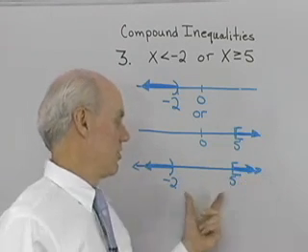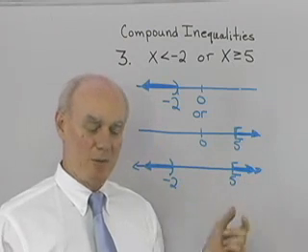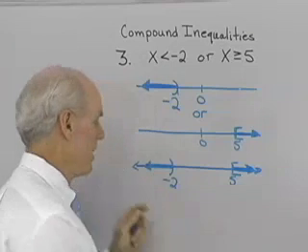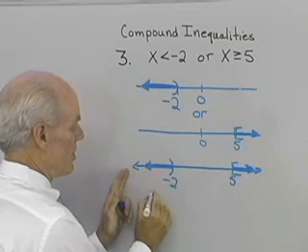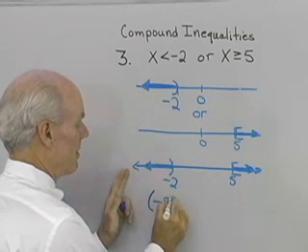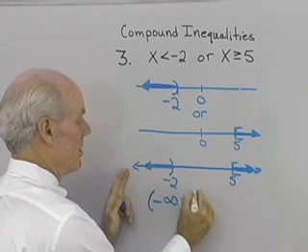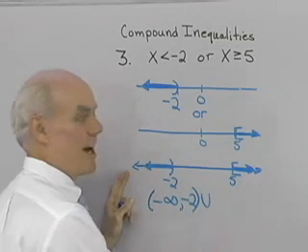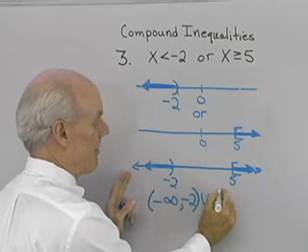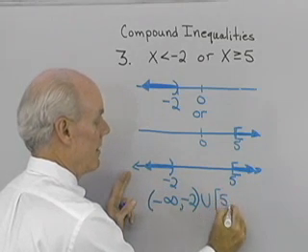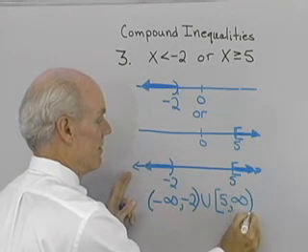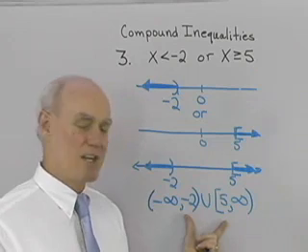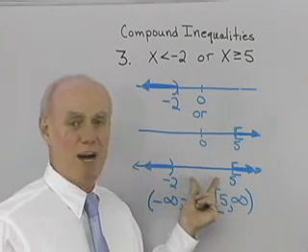Now, to write this with interval notation, I'm going to have to take two little intervals and connect them with my union symbol. So to write this with interval notation, I'll come up from negative infinity to negative 2, but I won't include negative 2. I want the union of that with the set that starts at 5, includes 5, and goes off to positive infinity. So here's my interval notation that represents the same set of numbers on the number line that this graph represents.